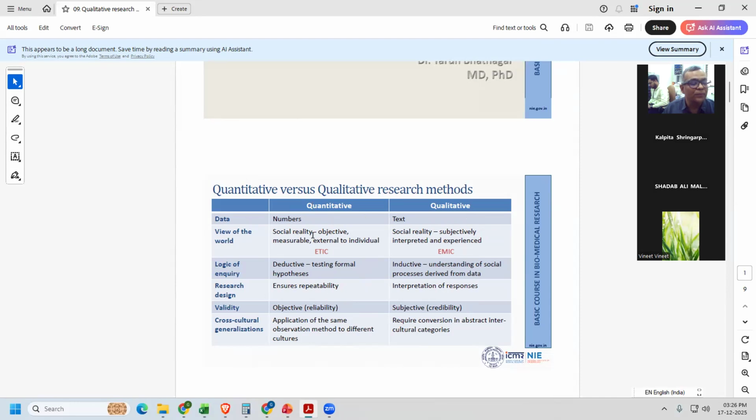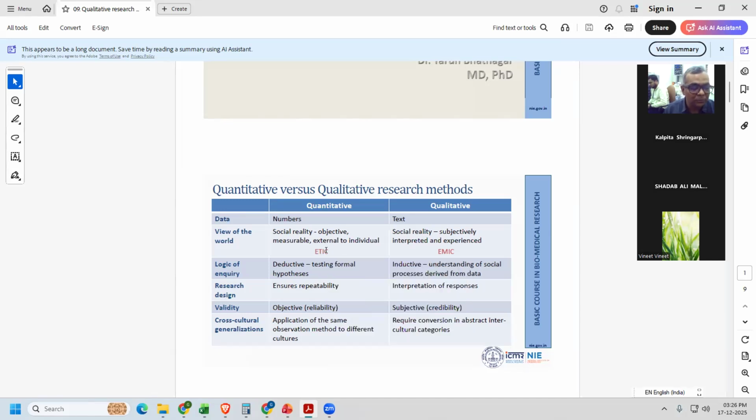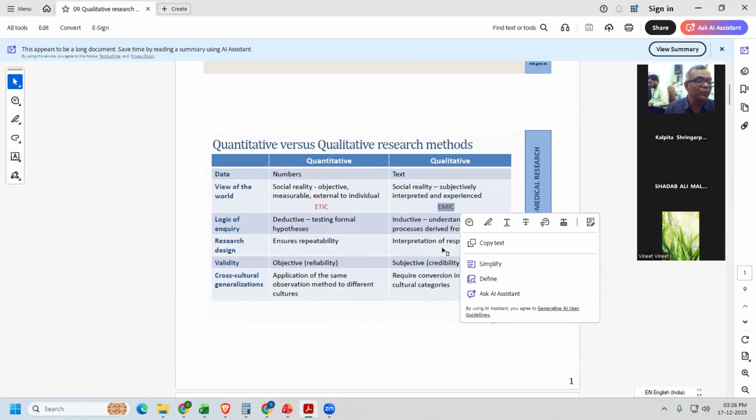Now, quantitative is objective. It is measurable, external to the individual. In other words, it is known as etic, from the external view. While qualitative is subjectively interpreted and experienced, and it is from within. When we want to know within, it is known as emic. So quantitative is the external view and qualitative is the inner view.